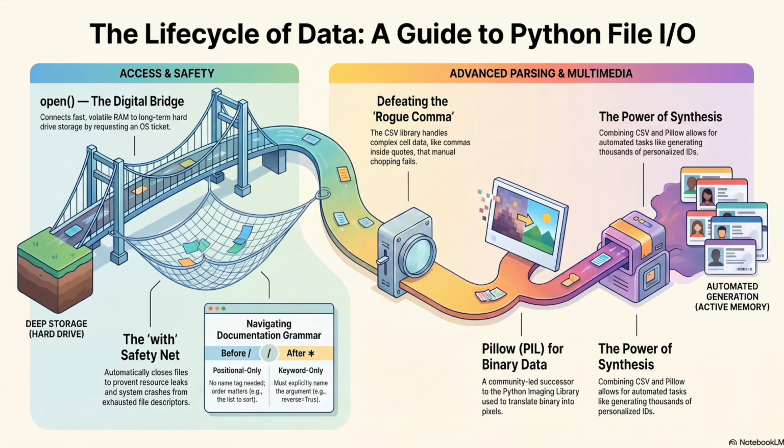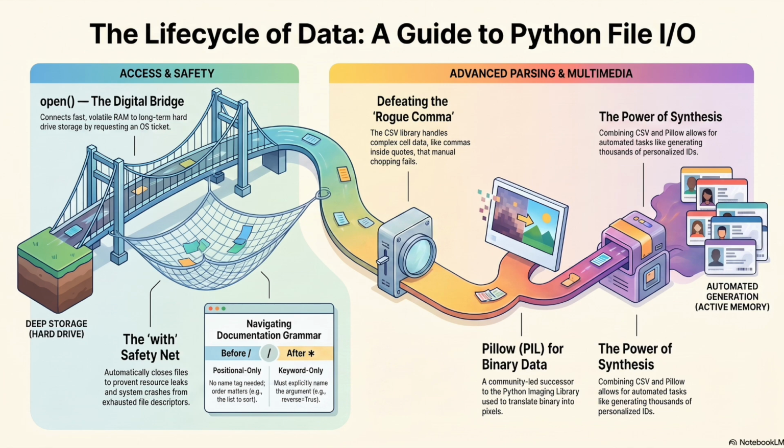Pillow lets you open that binary image, resize it, apply complex color filters to it, and then crucially use File I/O to save that manipulated pixel data back to the hard drive as a brand new image file. It is genuinely amazing how scaling up the complexity, from a simple grocery list to a high-resolution photograph, doesn't actually change the fundamental rules of the system.